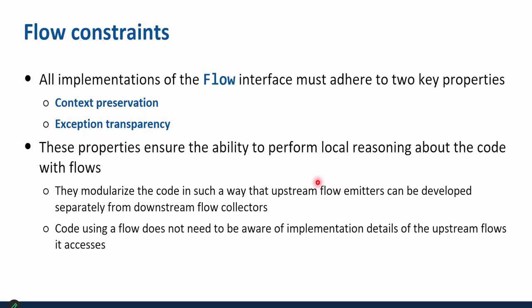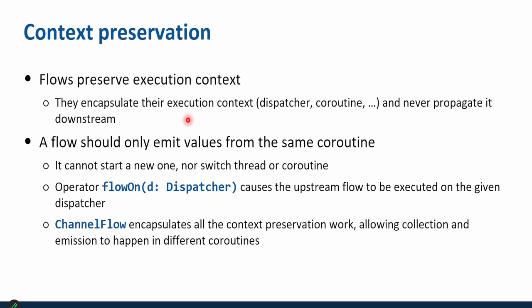So with these two principles, you have a lot less workload to think about when you have to implement queues using flows. The context preservation means that the execution context, so dispatcher, coroutine, jobs, and so forth, will not propagate to the downstream. So they will reference the same context in which the flow was first created. There are actually mechanisms that also allow you to change, for instance, the dispatcher.